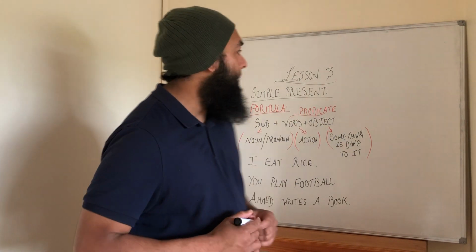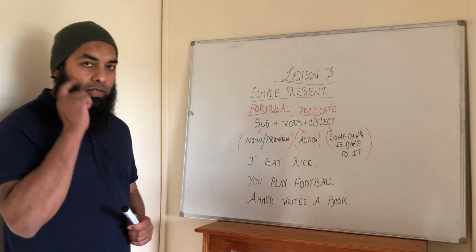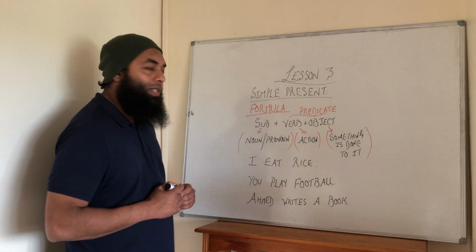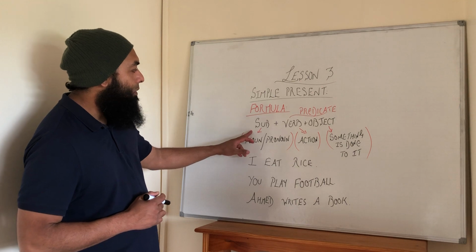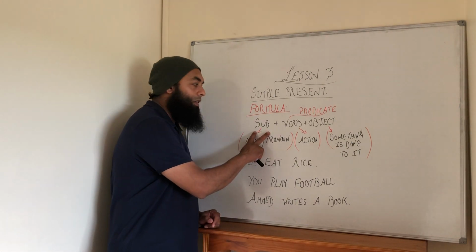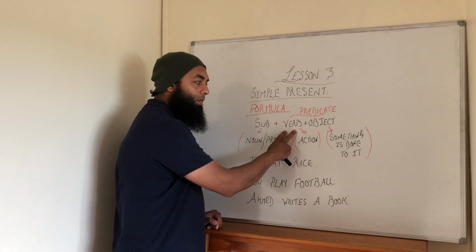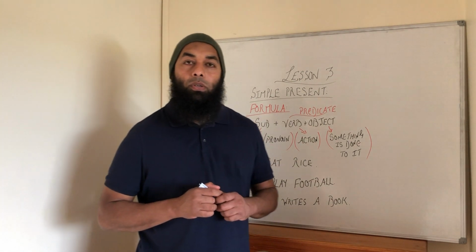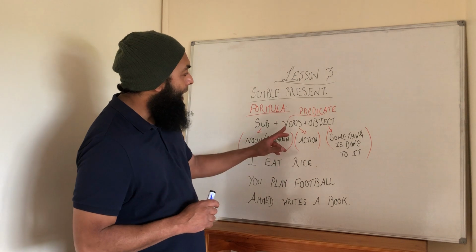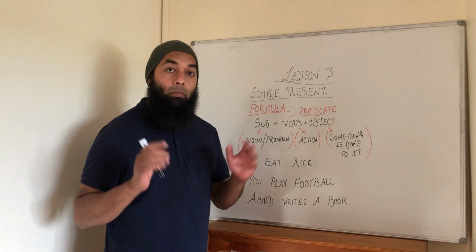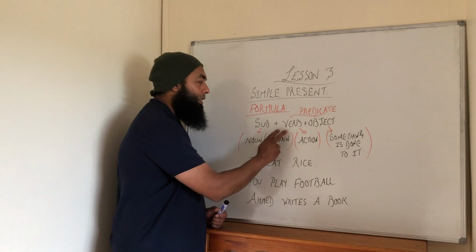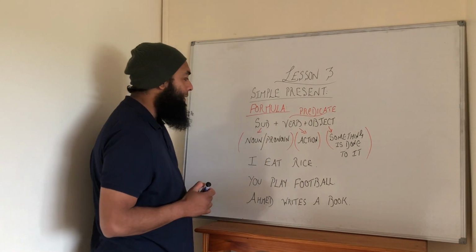Today we are going to talk about simple present tense, okay? And the formula of simple present tense is: we need a subject at the start, plus the verb and object. And if you have watched my videos, then you would know that a verb and object make a predicate, okay? So now we have subject here with the verb and object, okay?